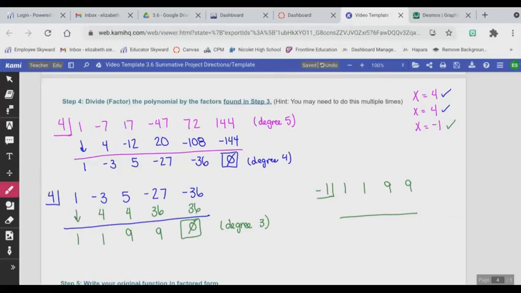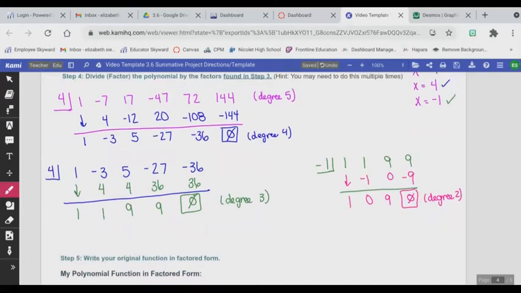If you started your synthetic division with the -1, you'll get the same answer in the end. And I'm just going to remind myself that this answer is going to be a degree 2 because it's going to be one less than what I started with. So I'm going to bring down my 1. 1 times -1 is -1. Add straight down, I get 0. 0 times -1 is 0. Add straight down, I get 9. And then 9 times -1 is -9. And again, I get a remainder of 0.